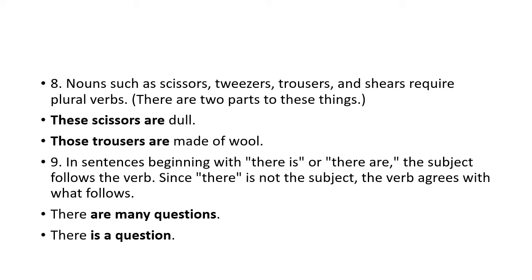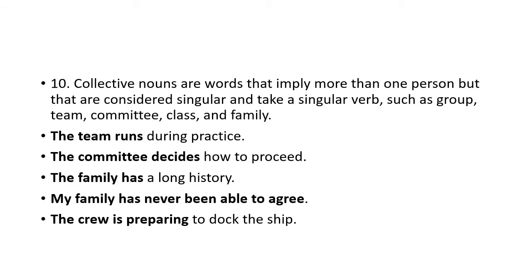Number 9. In sentences beginning with there is and there are, don't write sentences like that, ACT-wise or EOC. It doesn't flow right. Most teachers will say it doesn't make sense and they'll count off for you. So here's the rule about that, but just don't ever start sentences like that, ever. Collective nouns are words that imply more than one person. The team runs, the committee decides, the family has, but they're considered singular. Take a singular verb. See, sometimes you just gotta know the rules.